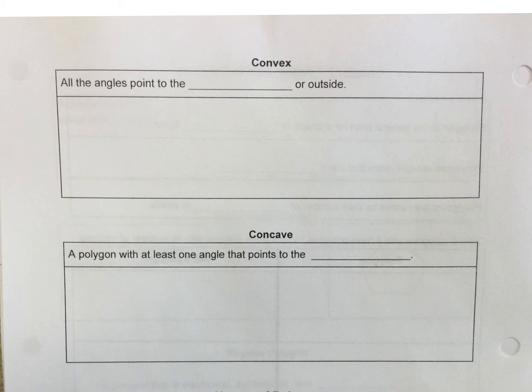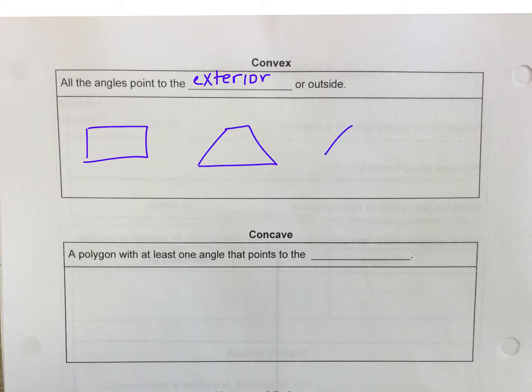Now we're going to talk about 2 words that we use to describe polygons. We have convex polygons. That means all angles point to the exterior or outside. And those are the ones like you normally think of: a rectangle, a trapezoid, a triangle, a pentagon. Those all point to the outside.